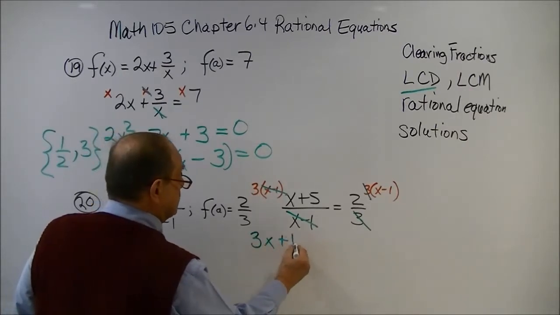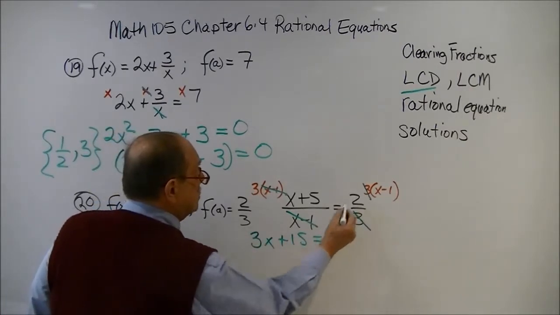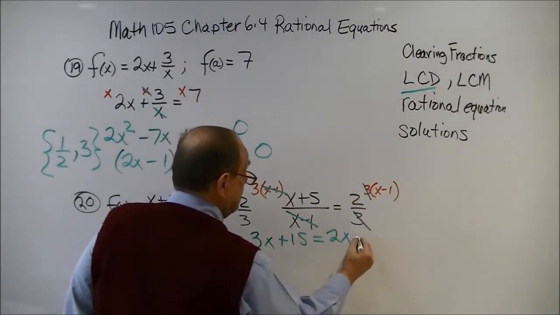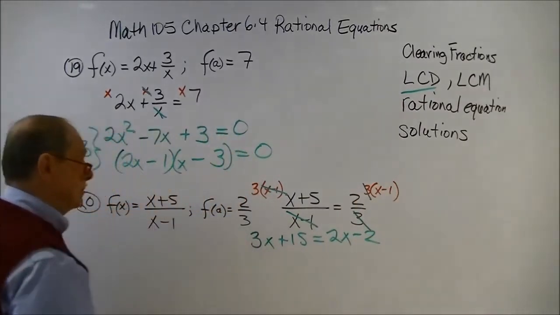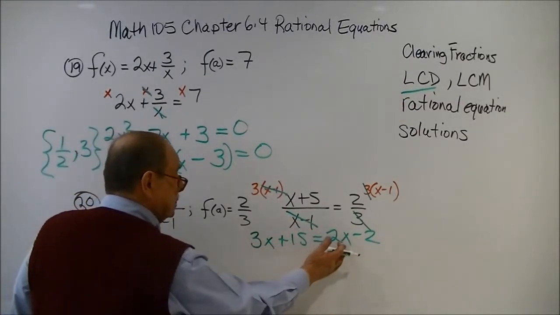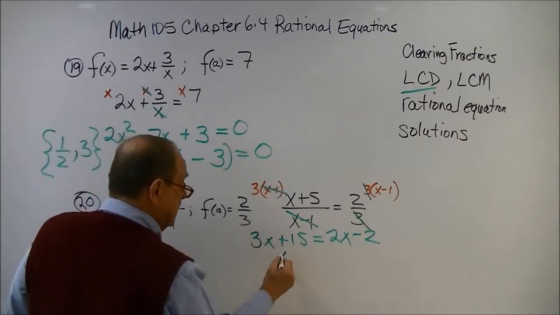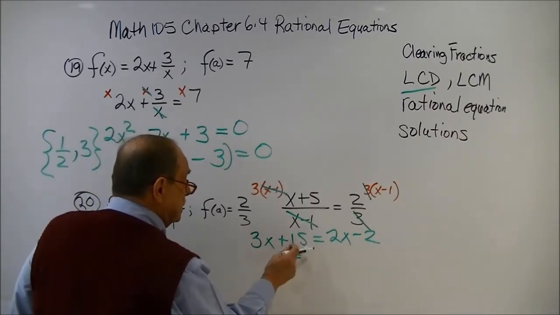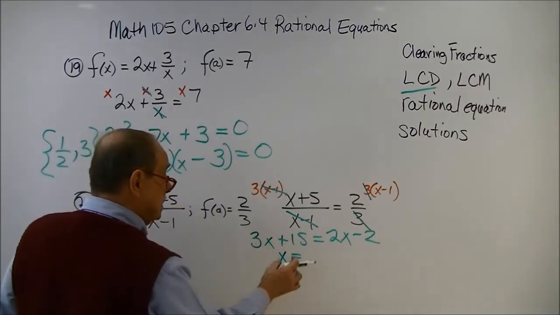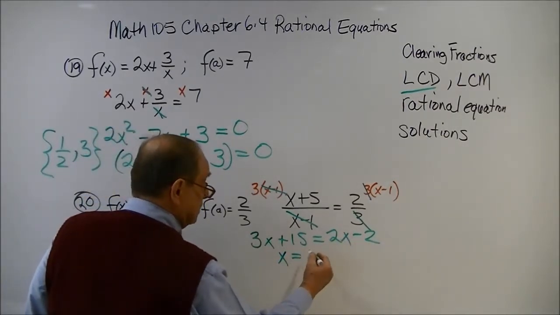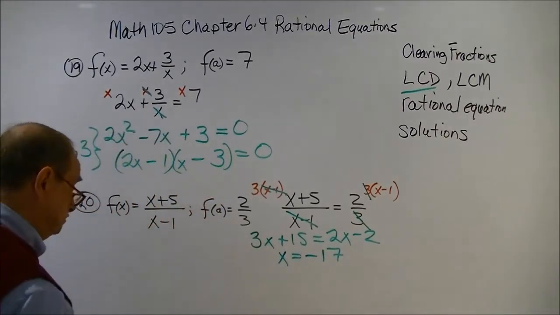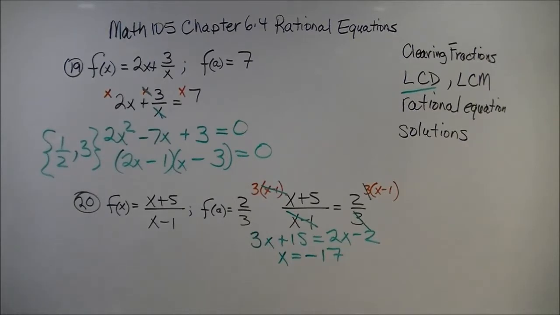3x plus 15 equals 2x minus 2. I group like terms, well, we don't have any. I'm going to transpose this, this just becomes an x. Transpose that, and that becomes a negative 15, so negative 17. And that is my answer.